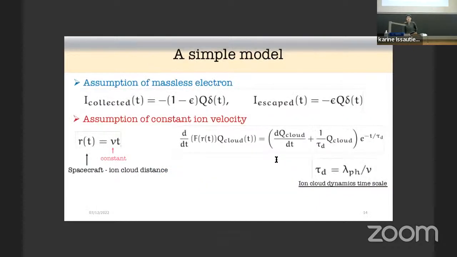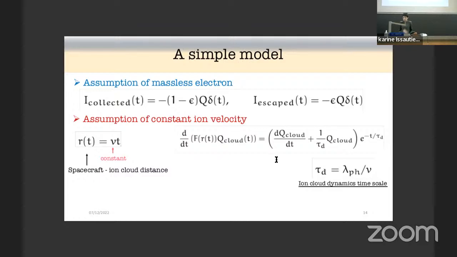And in order to make it easier to solve, we assumed two things. We assumed that electrons from the cloud are massless, and they are streaming really fast, instantaneously. So whatever happens with the electrons from the cloud, it should happen instantaneously. Either they will be attracted, or they will manage to escape. All that process is supposed to be instantaneous.